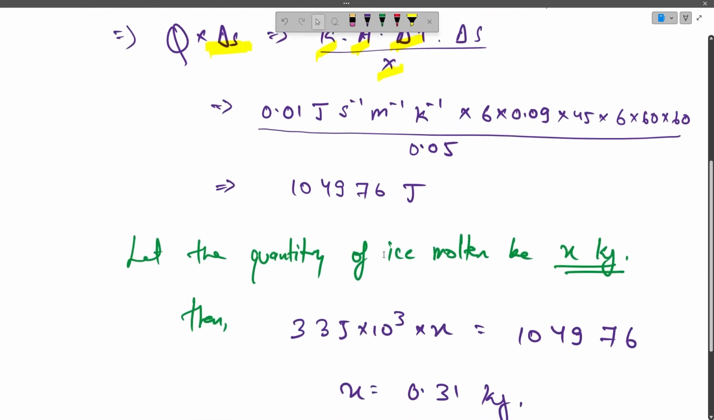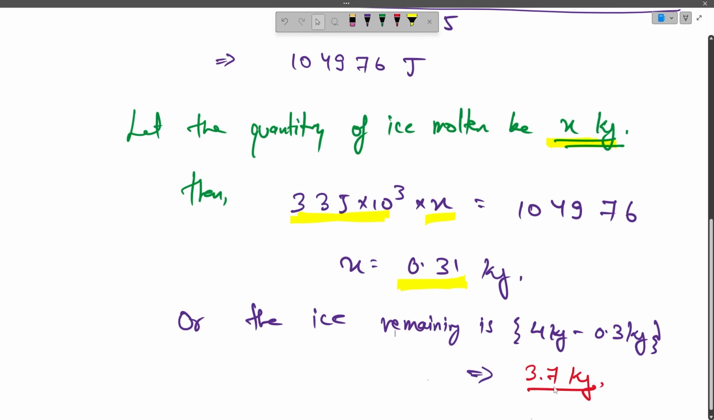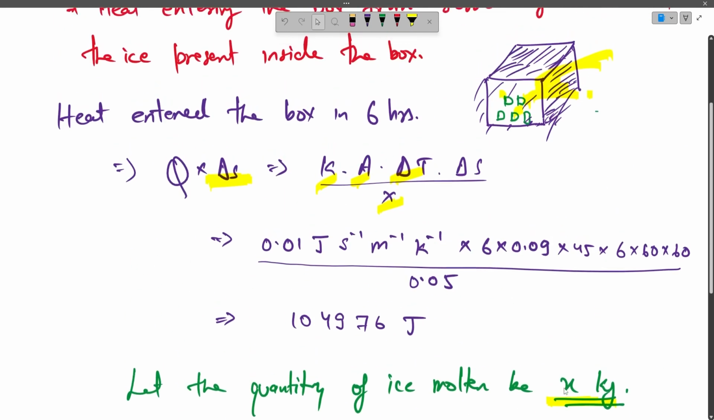Now that energy will be used to melt the ice to form water. So given 1 kg of ice requires 335 into 10 to the power 3 joule, let us assume that x kg of ice has been converted to water. Finding out the quantity of x, we get that it is 0.31 kg. So 0.31 kg has been converted to water from ice. Now the remaining quantity would be 4 minus 0.3 kg, and that will be equal to 3.7 kg of remaining ice. Thank you.